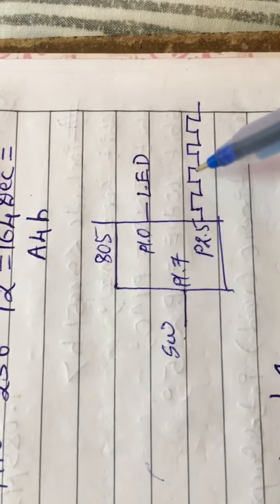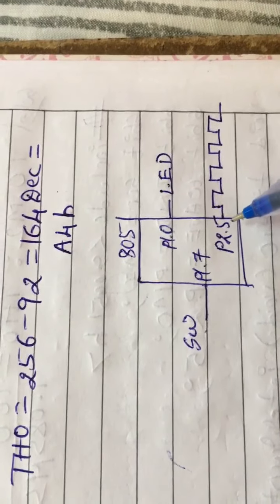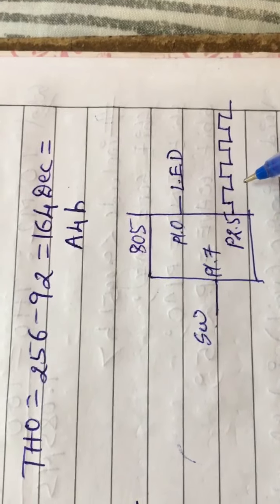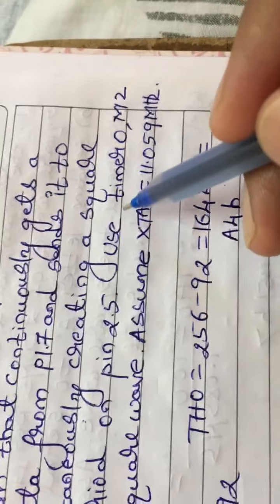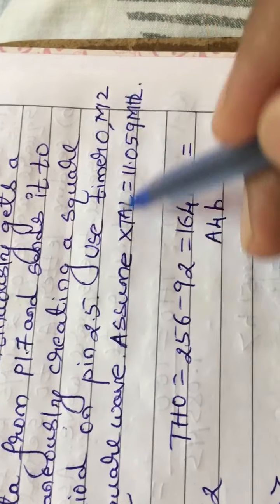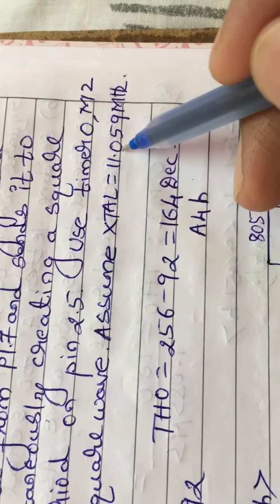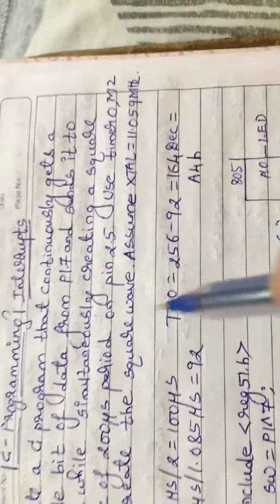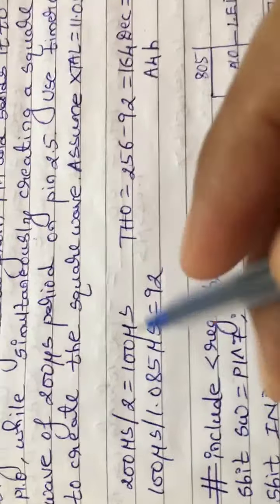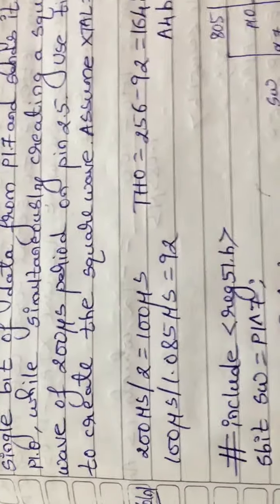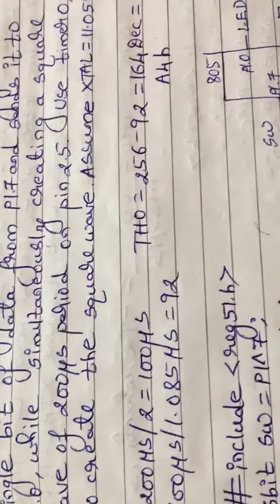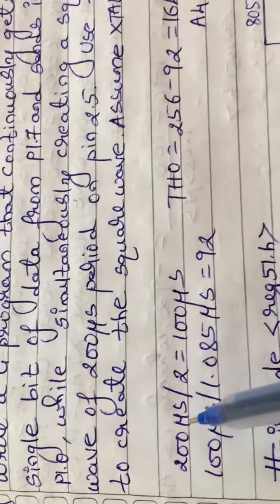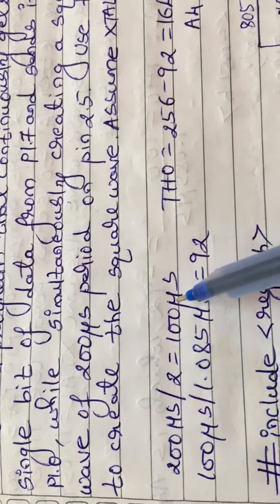Simultaneously we need to create a square wave on P2.5 of 200 microseconds. In order to generate it, we have to use timer 0, mode 2, assuming the crystal frequency is 11.0592 megahertz. First and foremost, we need to calculate the time period for this square wave. That is 200 microseconds. For one pulse it will be 100 microseconds.